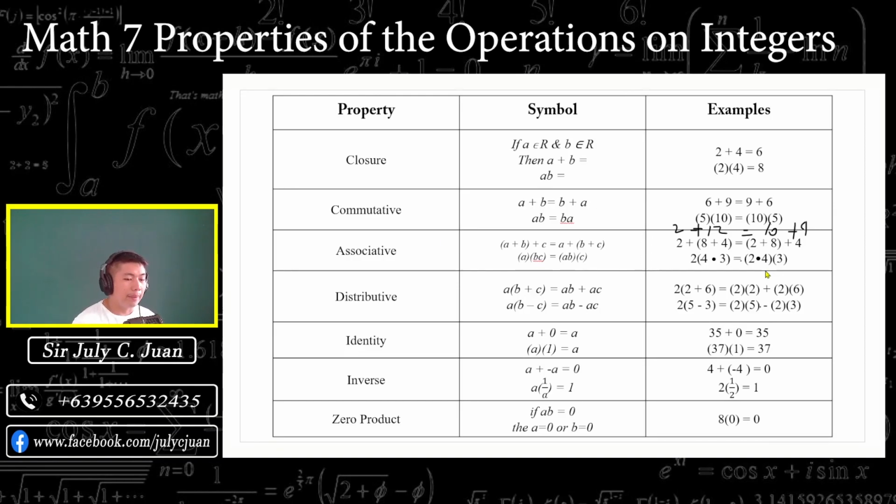2 multiplied by 12 is simply equal to 8 times 3, which is 24, is simply equal to 24. So ganun lang kasimple. So let me know on the comment box kung yung commutative ba at saka associative ay pwedeng i-apply sa subtraction and division. Okay? So next tayo.